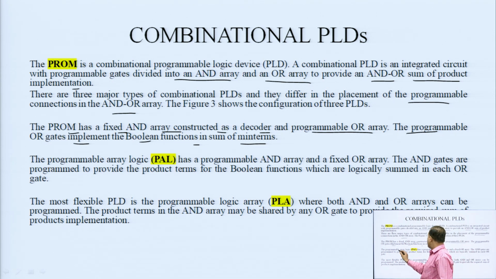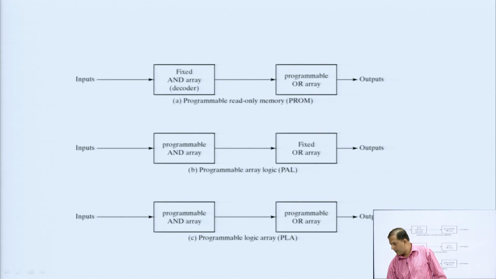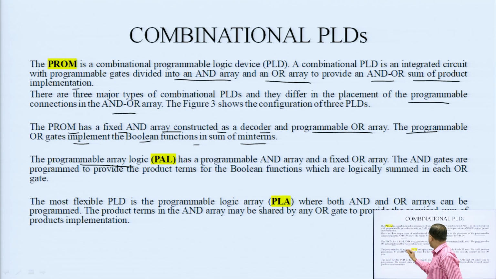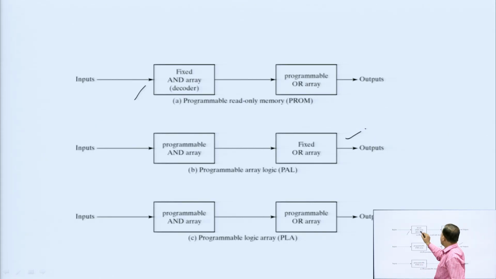Here you can see the programmable array logic, PAL, and this is the PROM, which we have just studied. The PROM has a fixed AND array constructed as a decoder, and a programmable OR array. You can check from the diagram: it is a fixed AND array working as a decoder, and here we have a programmable OR array.